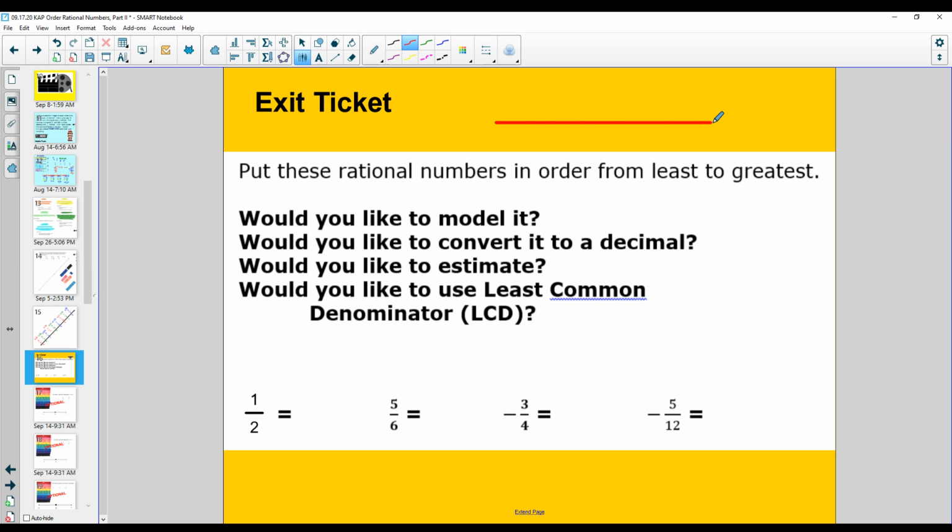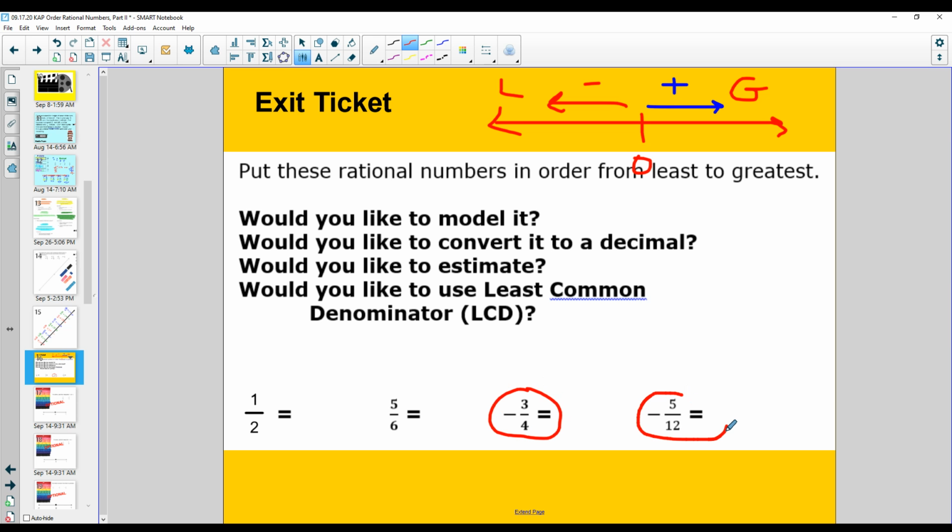So what do you remember about a number line? It goes from least to greatest. Anything to the left of 0 is negative, and anything to the right of 0 is positive. So that means negative 3/4 and negative 5/12 are the least. That means the greatest are either 5/6 or 1/2. So let's do the least first.